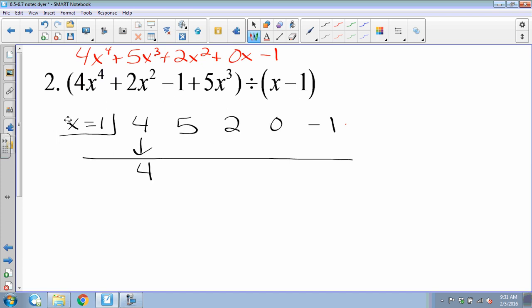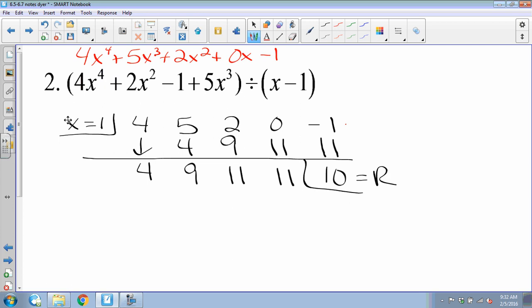This is easy. Okay. Everything gets multiplied times 1. So 4 times 1 is 4. Add these, we get 9. 9 times 1 is 9. Add these, we get 11. 11 times 1 is 11. Add these, we get 11. 11 times 1 is 11. Add these, we get 10. My last number is what? What is it, though? My remainder.